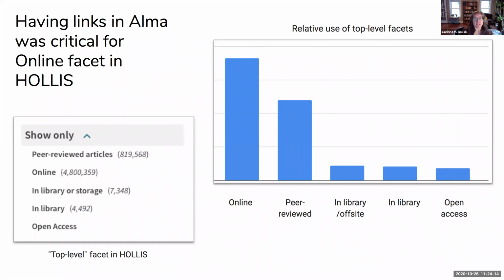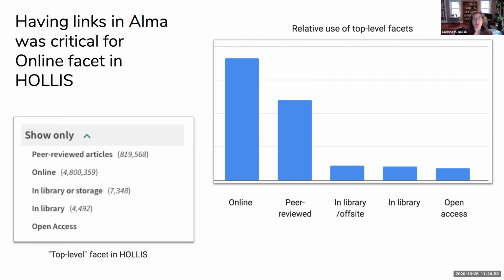One other reason that it was really important for us to load all these links into Alma is that they had to be in Alma in order for Hollis to present them as part of the online facet. So our users do use that facet a lot. This screenshot on the left is from Hollis, and this is an example of a facet a user might see. On the right, I have a table that shows the relative use of these facets. As you can see, the online facet is used much more highly than any of the other ones.